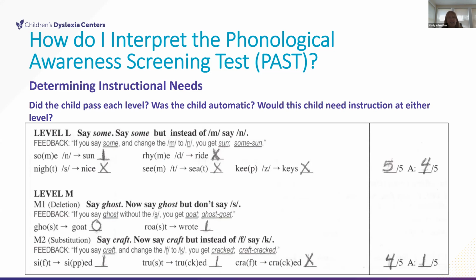I'd like you to look at this example and think about these questions. Did the child pass each level? Was the child automatic? Would this child need instruction at either level? So I'm going to give you a minute to think about the answers to those questions.